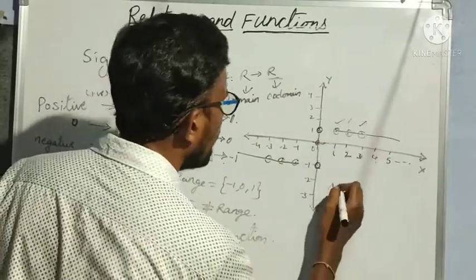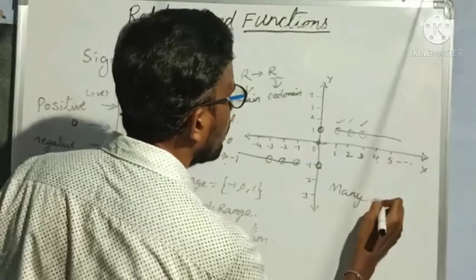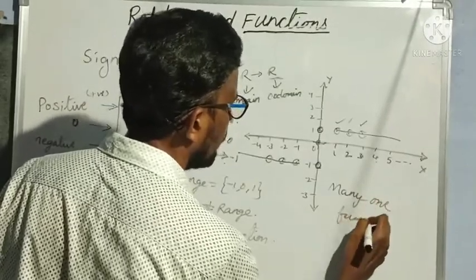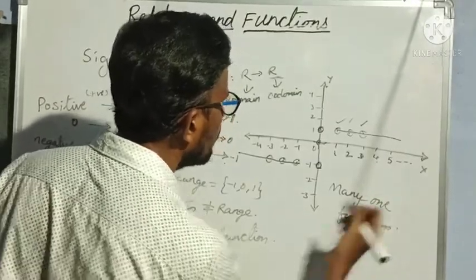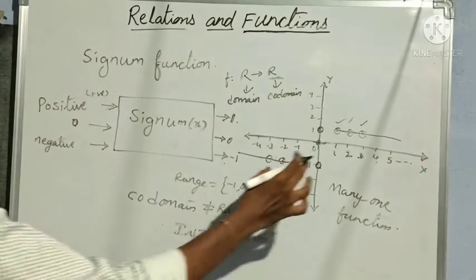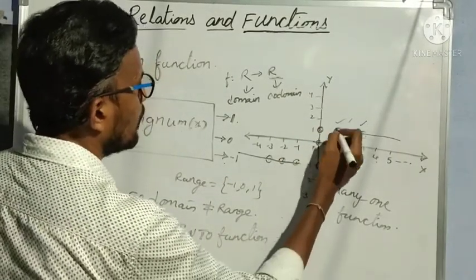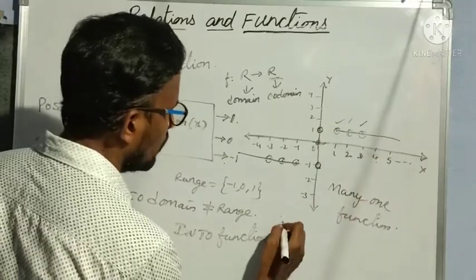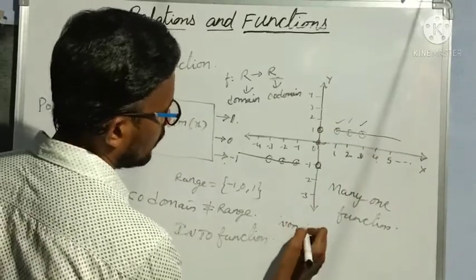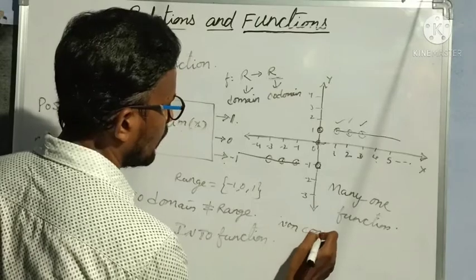So this type of function is what type of function? Many one function. Understood? Next, let us see whether this function is continuous or not. Is this function continuous? No. Here it is broken and here it is continuing. So this function is a non-continuous function.